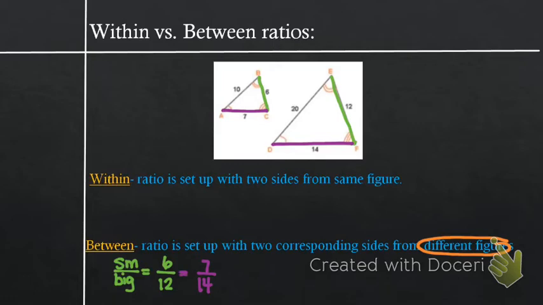So here, if I wanted to see if they were proportional, I'll cross multiply, and we get 84. And if I cross multiply the other way, we still get 84. So it checks off the same way. Either way, you can use within or between.